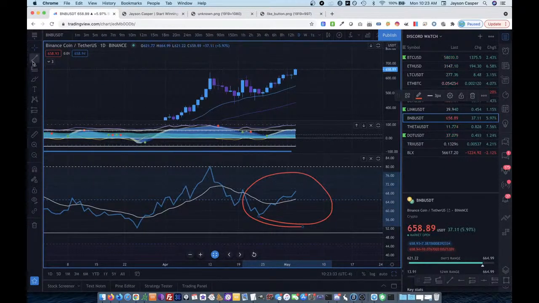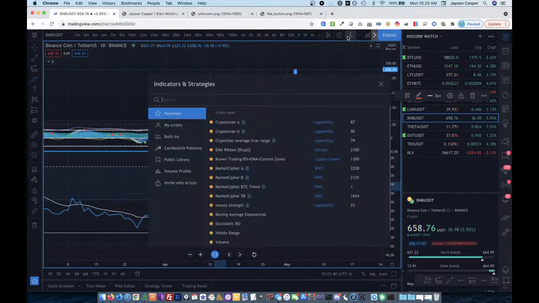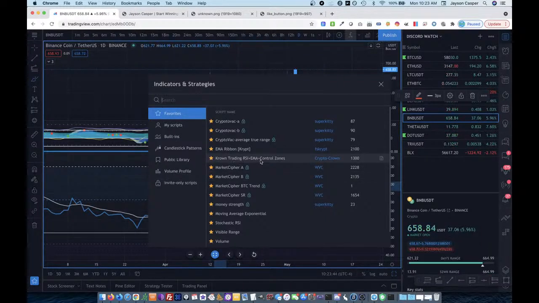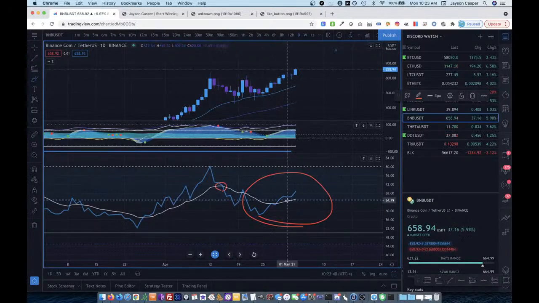Just on the daily time frame, we can see when we get the cross under, right? And again, this is the Crown RSI EMA. Just search Crown Trading RSI plus EMA plus control zones. You'll find it. And when we're crossing under, what happens? We get the dump. It's quite accurate. Look, the cross happens, and we get the dump, and then the cross above happens, and we get the pump.